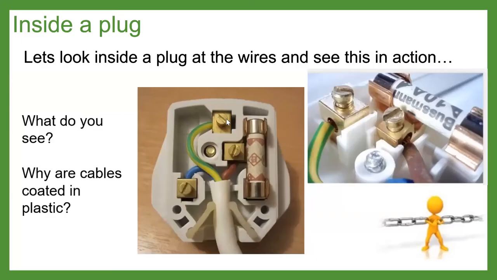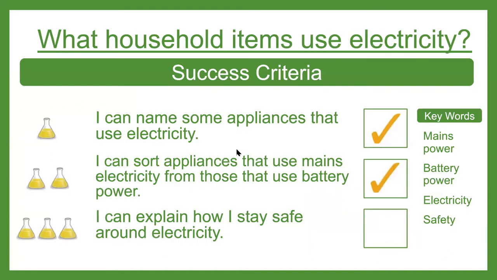Okay, so what can you see? You can see lots of metal in here. We've got a fuse here. We have our cables coated in our plastic. And why are the cables coated in plastic? They are coated in plastic because the electricity cannot flow through the plastic, and that insulates them and keeps the electricity away from us. So well done if that's what you said.